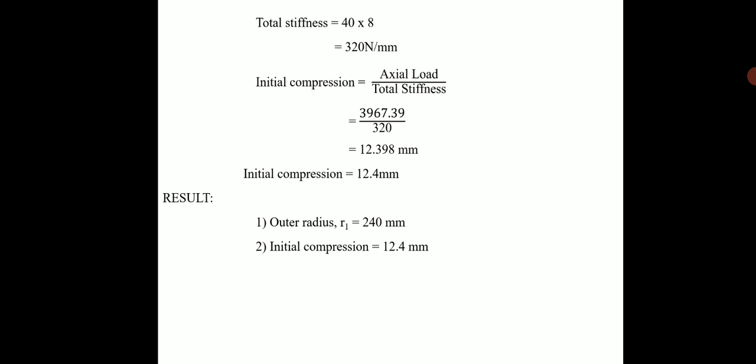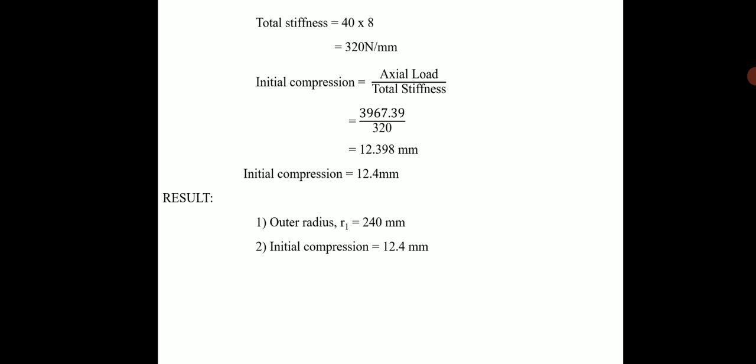We know the formula for initial compression, which is equal to axial load divided by total stiffness. Axial load is equal to 3967.39, divided by 320. We obtain the initial spring compression is equal to 12.398, which rounded off is 12.4 mm.